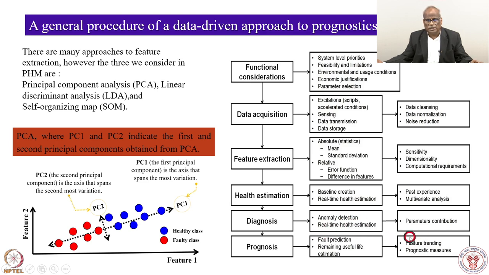And then parameters, contribution, and finally prognosis, that is remaining useful life, fault prediction, and then future trending and all we do. And then it is compared with the target value, that is failure rate, and then we can declare how far it is from the failure criteria, failure threshold.